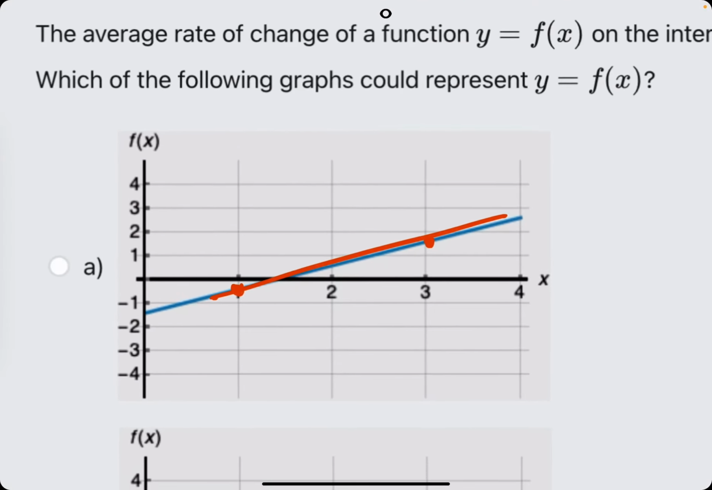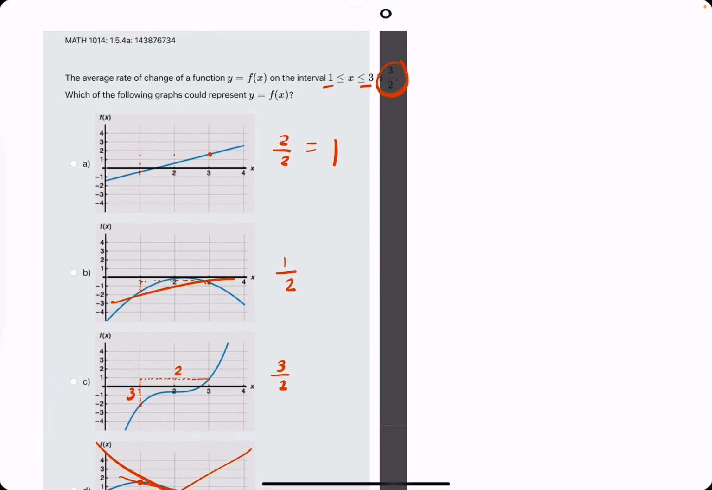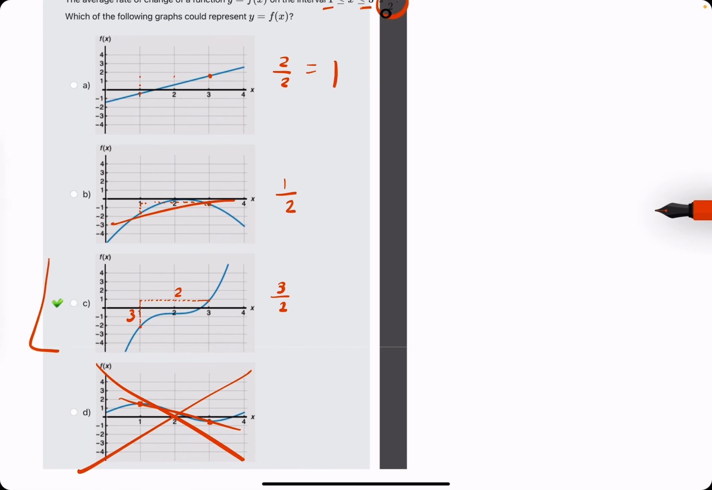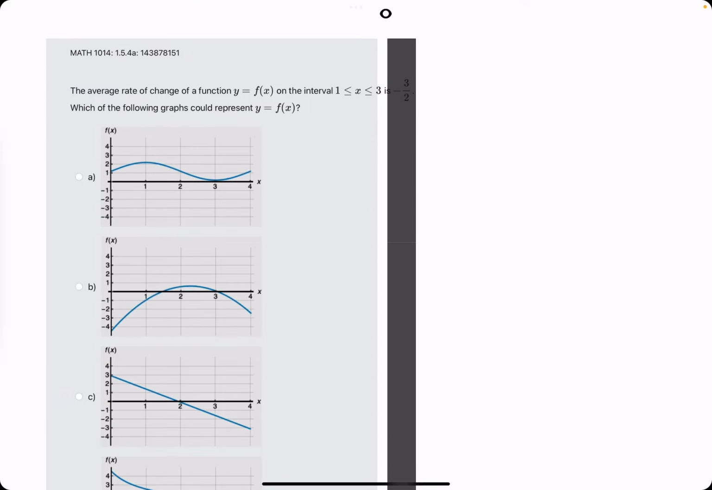And then if we look at this one, I'm thinking maybe rising, let's see, hold up. We go 1, 2, it might be a rise of 2 and a run of 2, so maybe 2 over 2, which would be equal to 1. So I'm thinking C is our answer based on that rise over run of 3 halves. Let's do one more, let's see how quick we can do it.